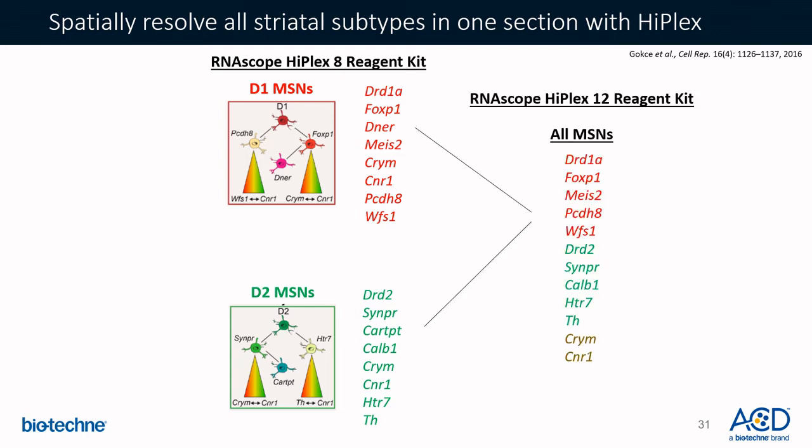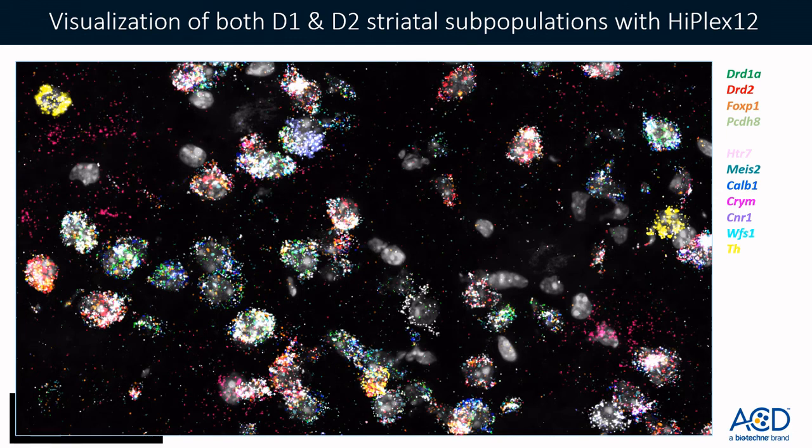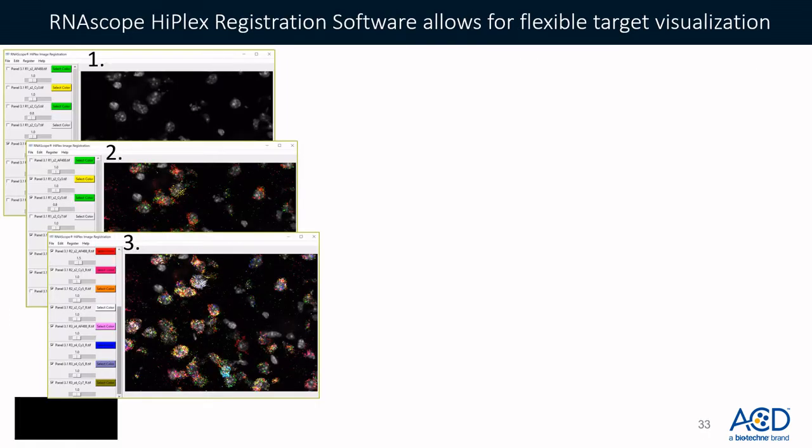And then we also performed them as the RNAscope HiPlex 12 format, where we looked at all the targets on the same tissue section. So this is a still image of the RNAscope HiPlex 12 reagent, where we looked at both the D1 and D2 population. So you saw that image earlier, and there's so much of that data going on. So one may ask, how do I really understand when there's so many targets together?